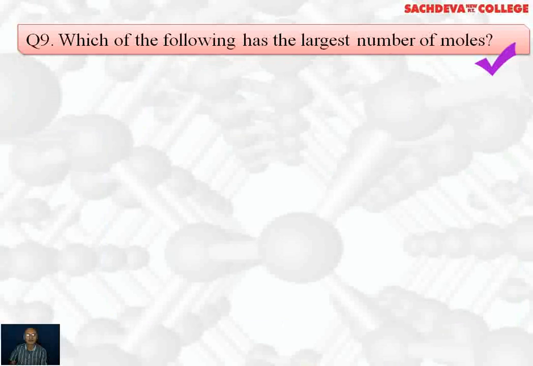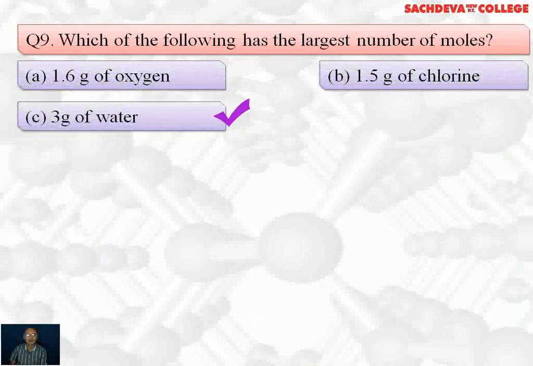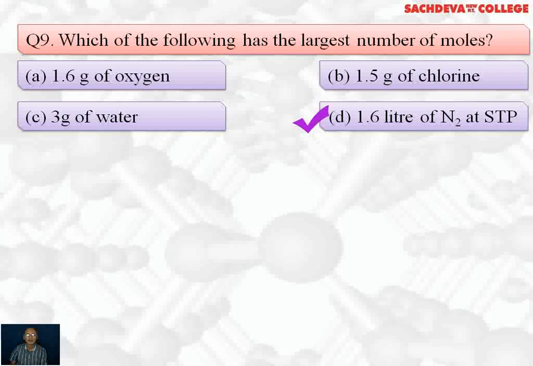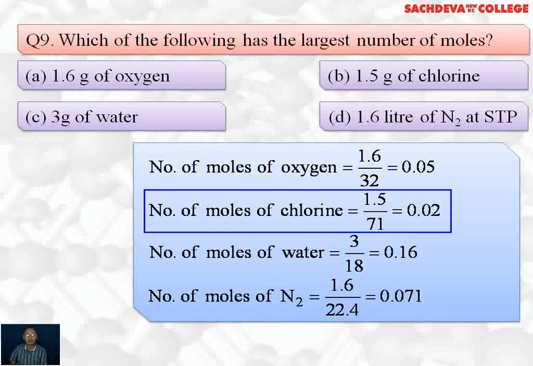Next question, which of the following has the largest number of moles? A part 1.6 gram of oxygen, B part 1.5 gram of chlorine, C part 3 gram of water, D part 1.6 liters of nitrogen. So the number of moles of oxygen will be equal to mass divided by molar mass, 1.6 divided by 32, 0.05 moles. Number of moles of chlorine will be 1.5 divided by 71, mass divided by molar mass, 0.02.